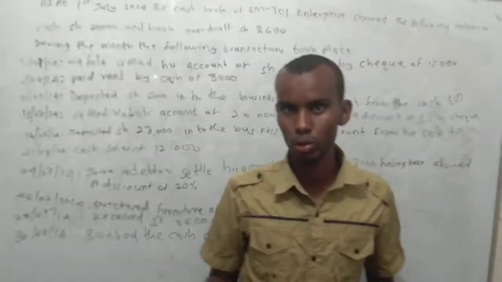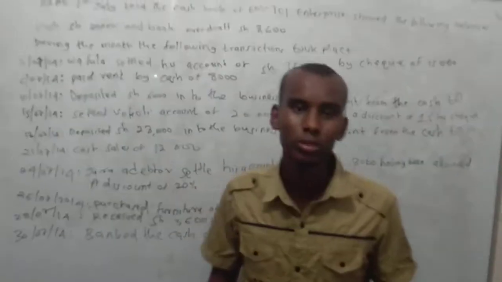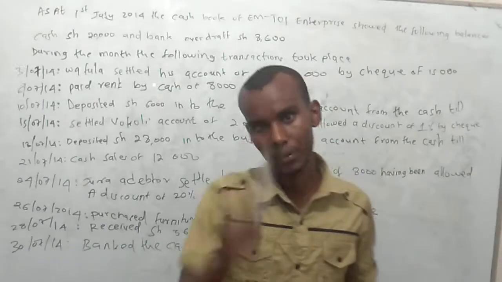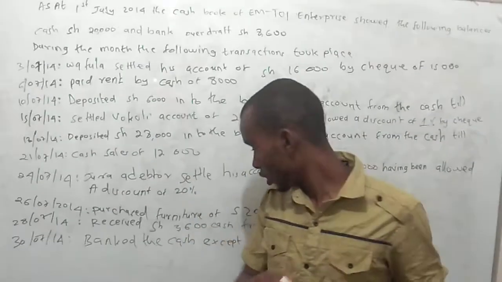Remember, I want to focus on the 3-column cash book. Last time we focused on the 2-column cash book. Today we want to see the 3-column cash book.